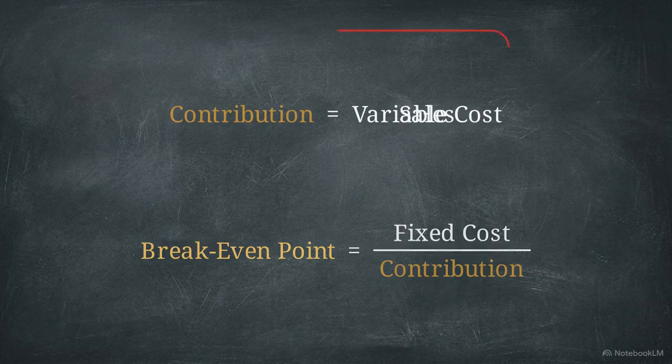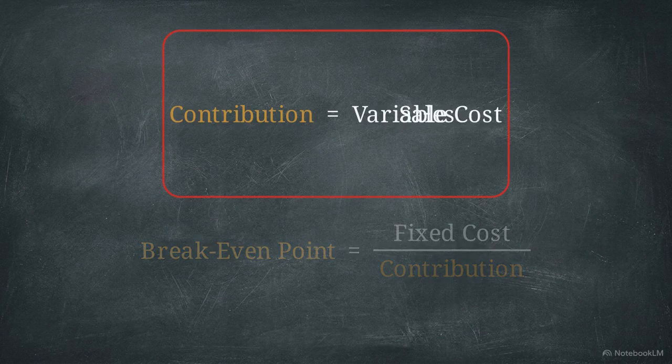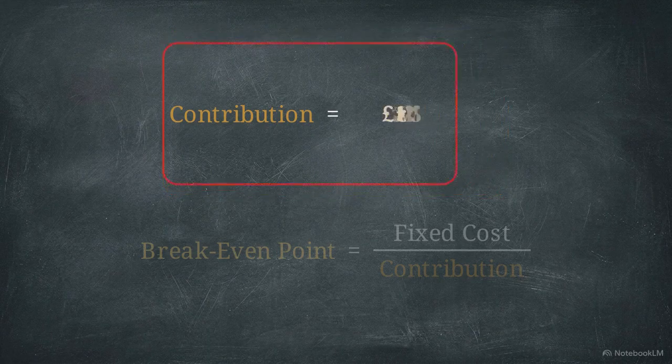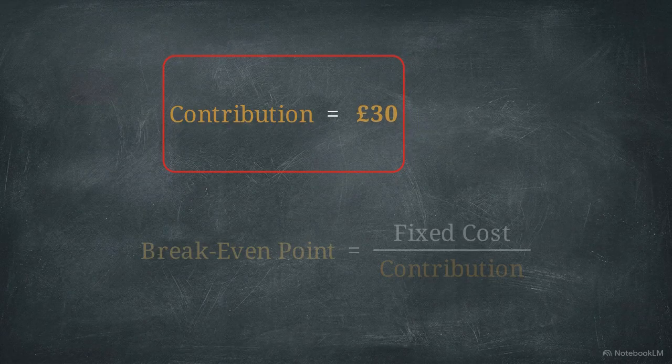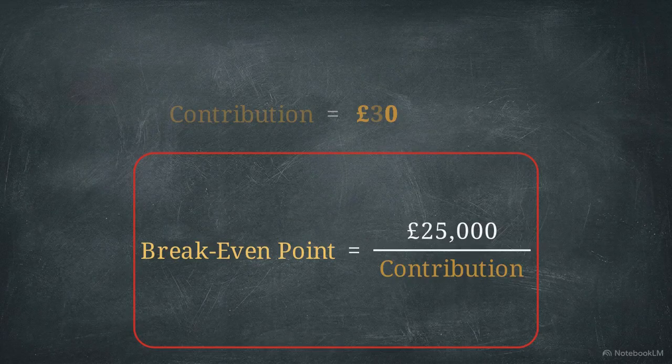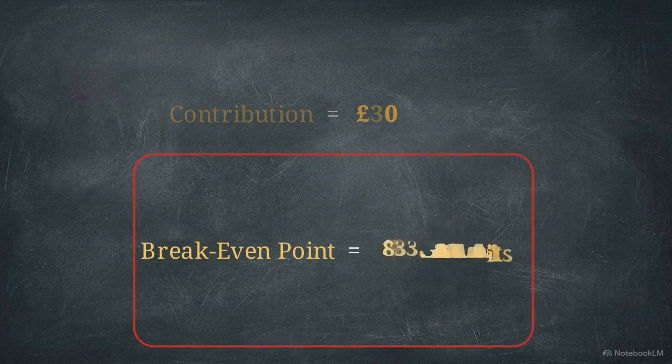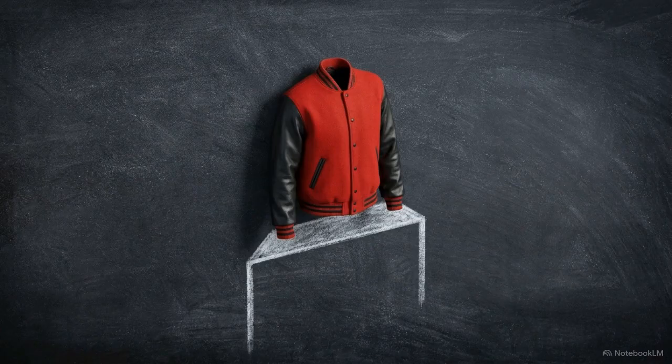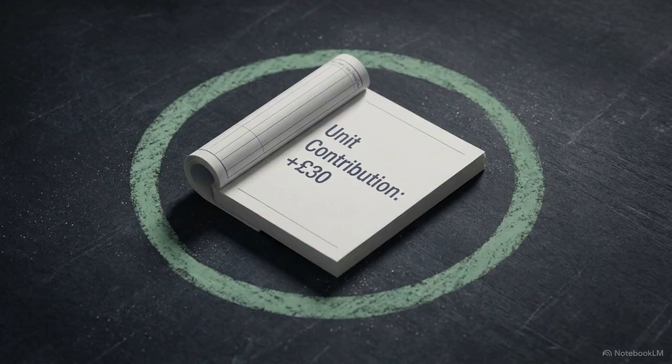We start by substituting our jacket values into the first formula. We take the £55 in sales and subtract the £25 in variable cost. That isolates our unit contribution at exactly £30 per jacket. Now we apply that to the second formula. We divide our fixed cost of £25,000 by our £30 contribution. The result is 833.33 units.